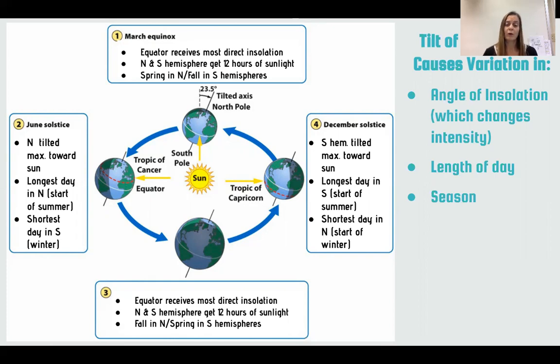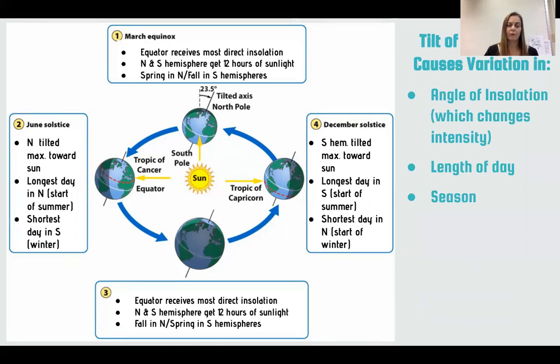As we progress from winter into spring, we reach the March equinox. At the March equinox, the equator receives the most direct insolation. Northern and southern hemisphere both get 12 hours of sunlight. And this is spring in the northern hemisphere and fall in the southern hemisphere.